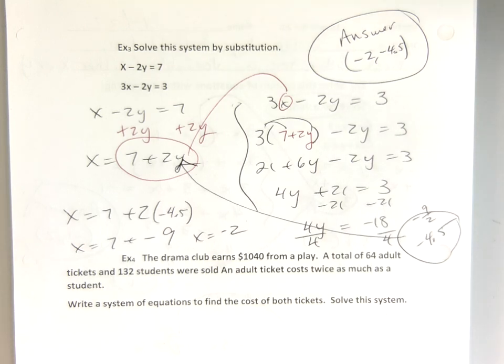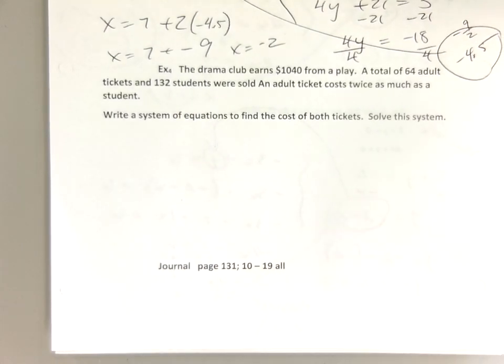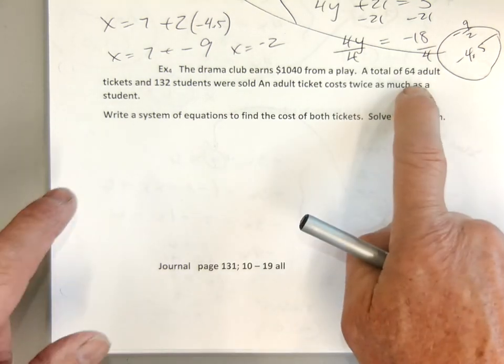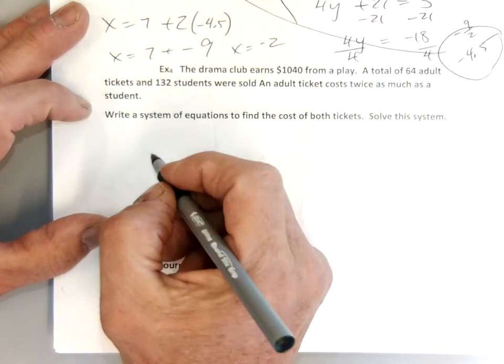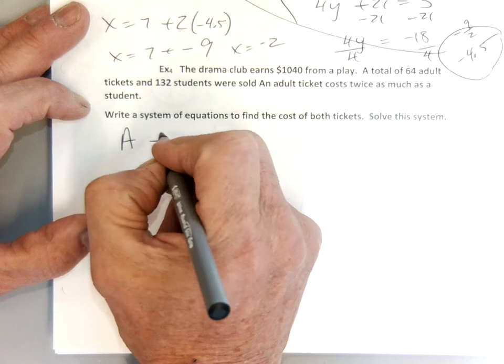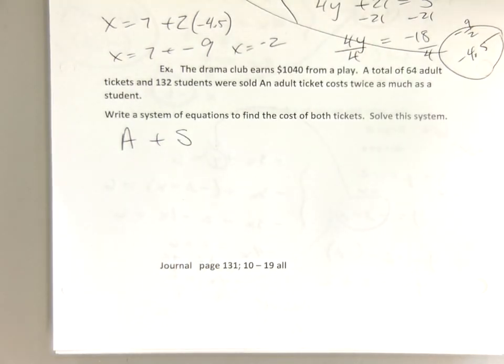Good. Now, why do we even learn this stuff? Well, actually, it has some applications, okay? Example 4 is a little bit of an application because you got two things going on. We have adult tickets and student tickets, okay? How many tickets did I sell?